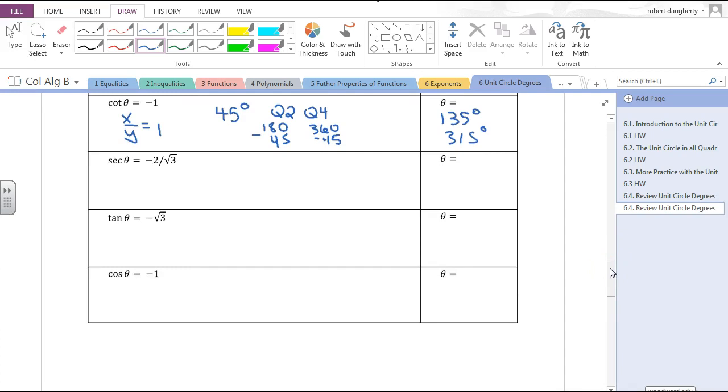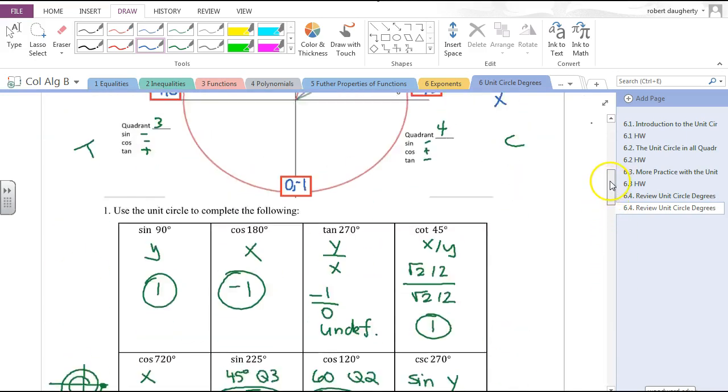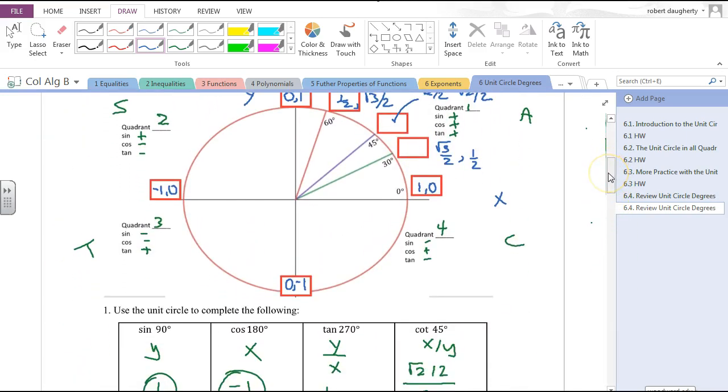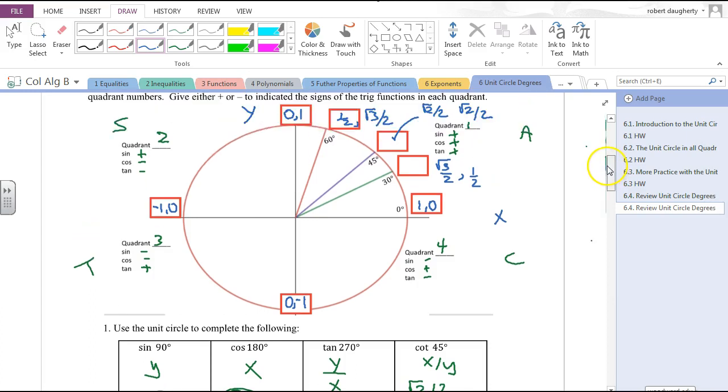Where is the secant equal to negative square root of 2 over 3? So if the secant of theta is negative square root of 2 over 3, secant is the reciprocal of cosine. That means the cosine has to be negative square root of 3 over 2. Cosine is my x-coordinate. So where do I get an x-coordinate of square root of 3 over 2? Go back to the unit circle. That happens at 30 degrees.